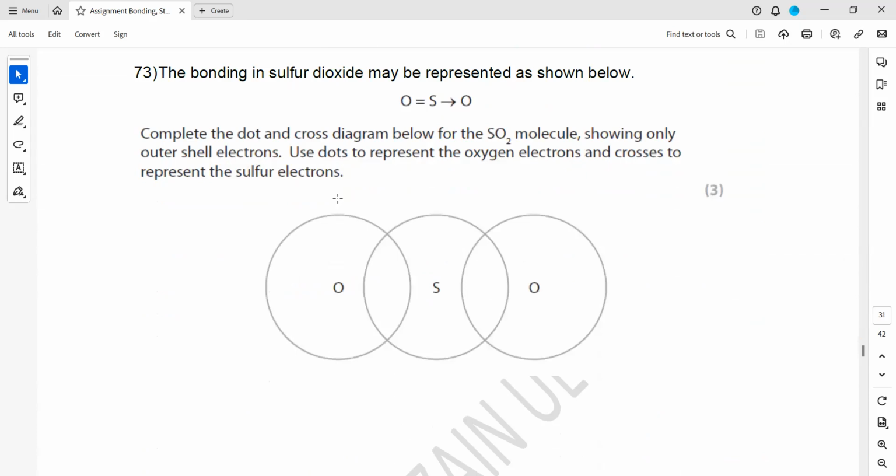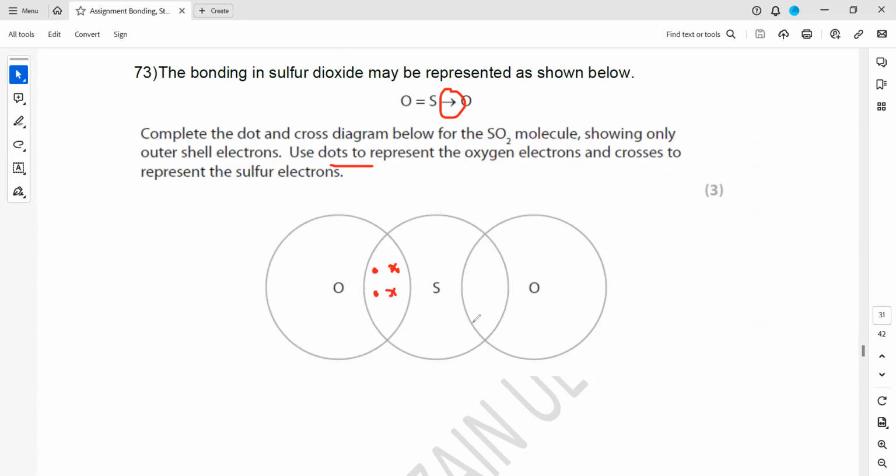Then the diagram shows sulfur dioxide, which may be drawn to represent as shown. Whenever there's an arrow, it means there's a dative bond. Complete a dot and cross diagram of a molecule of sulfur dioxide. Only show the outer electrons. Show a double bond if there's a double bond, and use a dot to represent oxygen and a cross for sulfur. So this is oxygen, then sulfur, oxygen and sulfur.